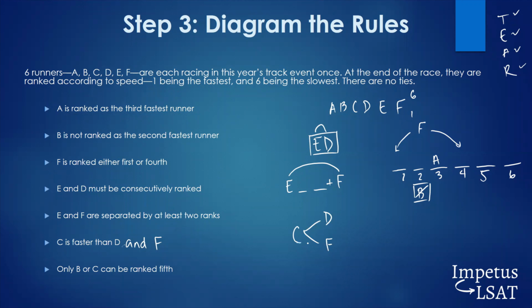Just make sure to keep in mind, though, that at this point in time, we don't know the order between D and F, right? We only know the order between C and D and C and F, and that's it. Okay. So D could go before or after F.